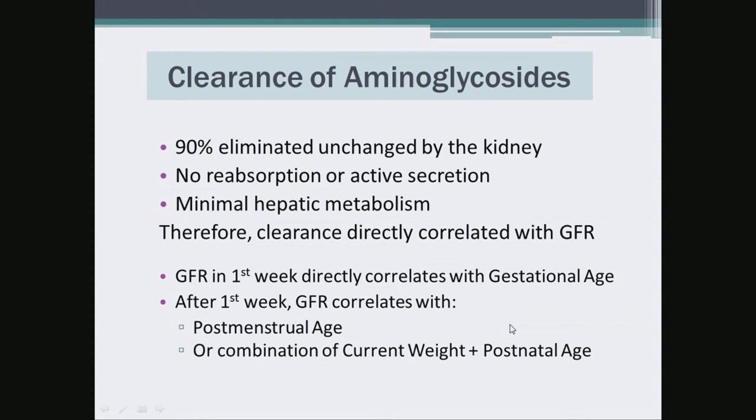Aminoglycosides are 90% eliminated unchanged by the kidney, so very little metabolism occurs. There's no reabsorption or active secretion, and therefore the clearance is directly related to the GFR. So we know that GFR in the first week correlates with gestational age, and that after the first week of life, GFR correlates with postmenstrual age, or a combination of the current weight and the postnatal age. So different pharmacokinetic models will use one or the other.